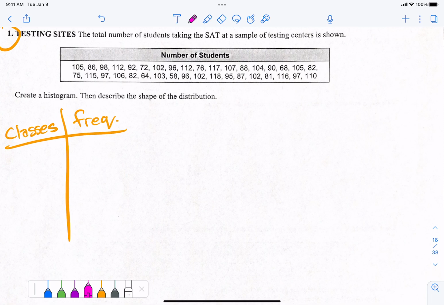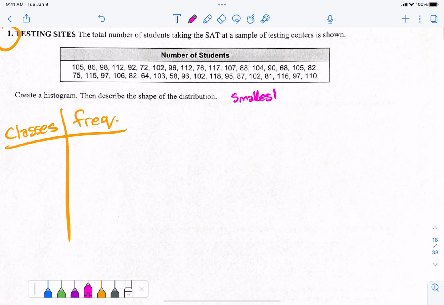What else do we need to know for classes? What do we need to know first? The numbers. Are we gonna start at 0? No. Okay, where are we gonna start? Can we just start at 58, the smallest number?